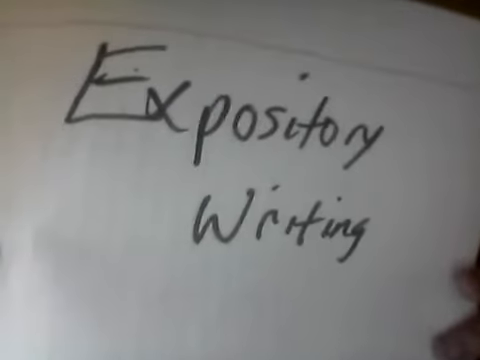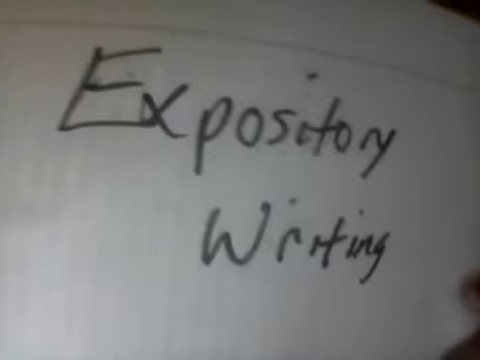Expository writing gives details. It gives descriptions. It's called expository writing because, as some suggest, it exposes information that needs to be presented. Let me give you an example. I wrote this paragraph, and let's see if you can follow what I wrote.